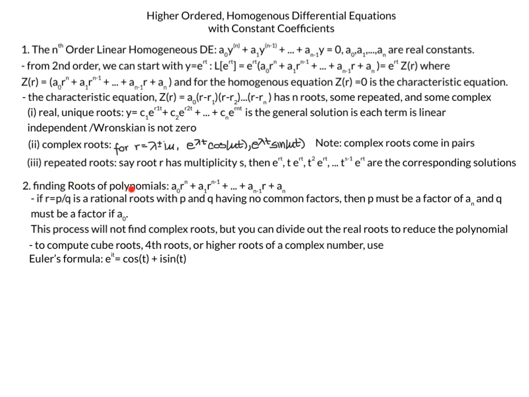Next, we looked at finding roots of polynomials, and if we assume that there are real roots, in other words, r is rational and is equal to p over q, we said that p must be a factor of our an term and q must be a factor of our a naught term, and then we would just test all the possibilities into the equation and see which ones solve the equation. This should be equal to 0. So again, this process will not find complex roots, but you can always divide out the real roots to reduce the polynomial and then see if there are complex roots.